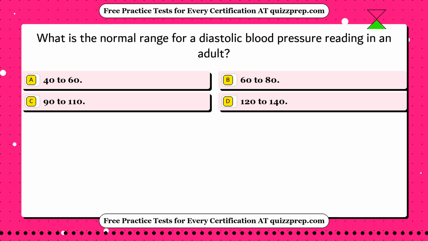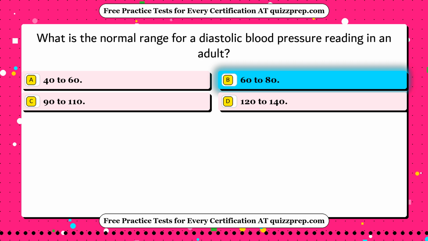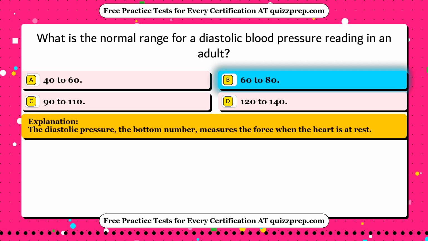Question 70. What is the normal range for a diastolic blood pressure reading in an adult? Option A 40 to 60. Option B 60 to 80. Option C 90 to 110. Option D 120 to 140. The correct answer is option B, 60 to 80. The diastolic pressure, the bottom number, measures the force when the heart is at rest.